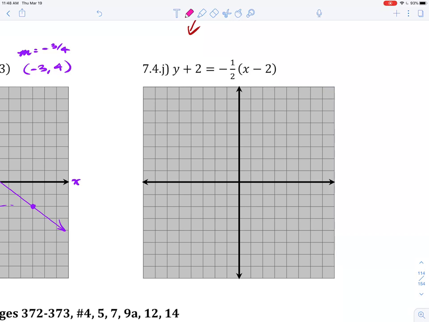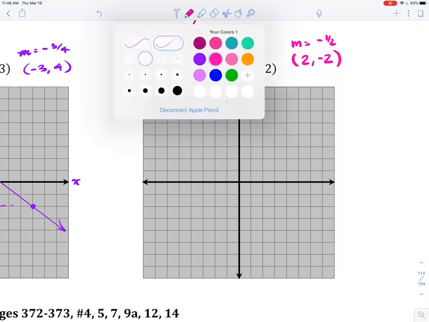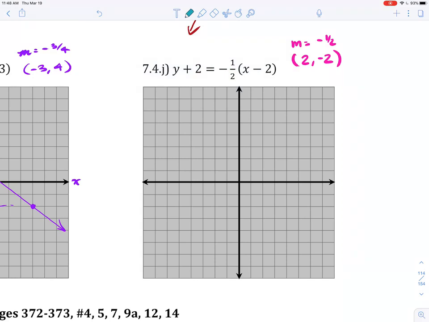And for our last example, we got this one. Oh, yeah. And we're going to do it in this bright pink color because why not? Our slope here is, again, -1/2. Our point, we have an opposite sign in our x, so we have +2, and we have an opposite sign for our y, which is going to be a -2.